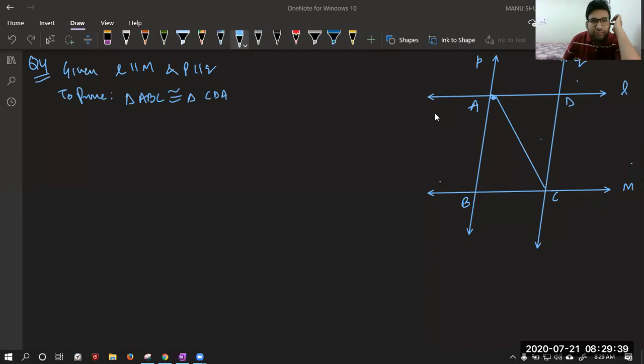Now see, we have to go for triangle ABC, first triangle, and the second one is CDA. That is this triangle. Just have a look at what we know already. We know that this AC is common. All of you?